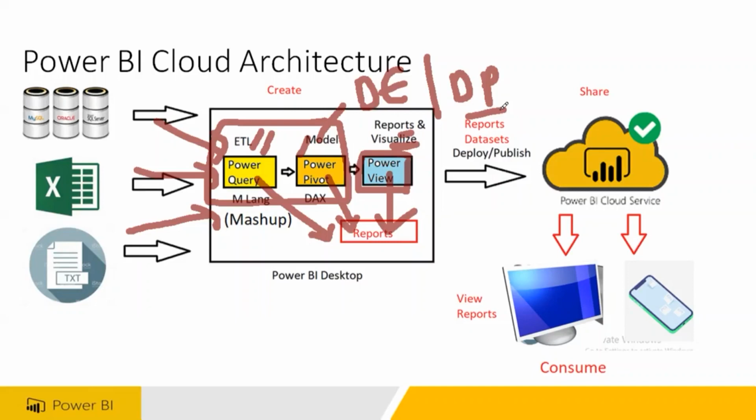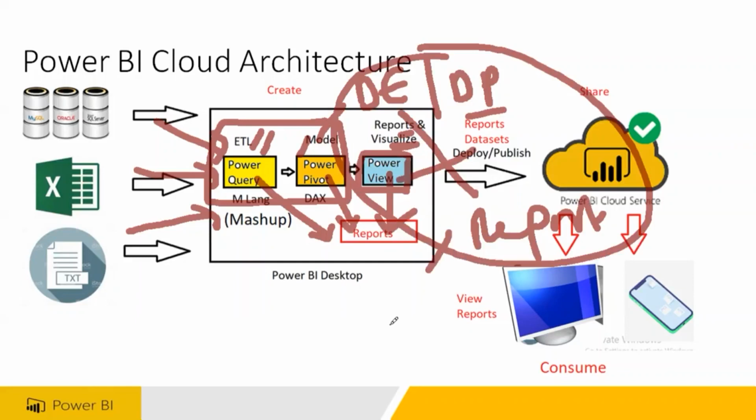Before cooking, you need to do preparation of the food. Clear? So like that, data preparation is called data engineering. After everything is ready, you create reports and everything. So data engineering plus reporting is called business intelligence or data analytics.